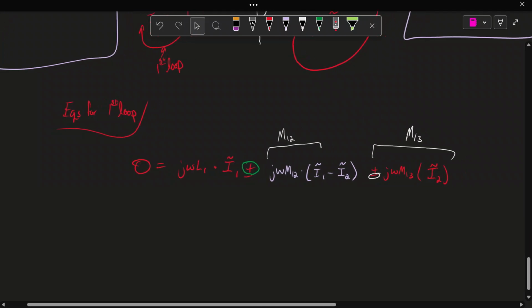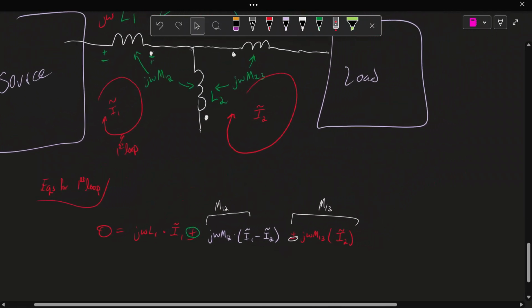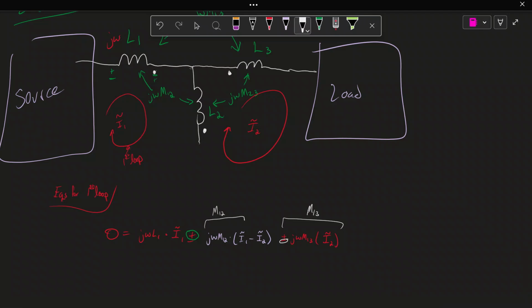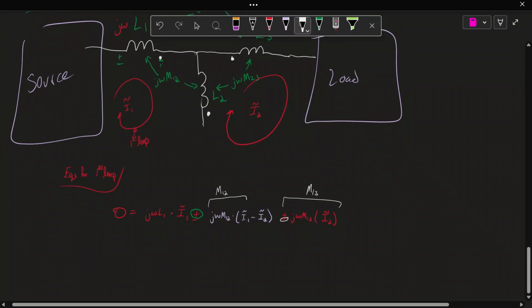So we've done L1 for the first loop. Again, this is very tedious. Doing these types of problems is very tedious until you get really good at seeing these dots. And even then, it's tedious. You have to write three parts for one voltage drop, really? But now let's look at L2 because it's part of the first loop. First, let's think about the self-inductance. Self-inductance is j omega L2 times the current through L2 on the first loop, which is I1 minus I2.